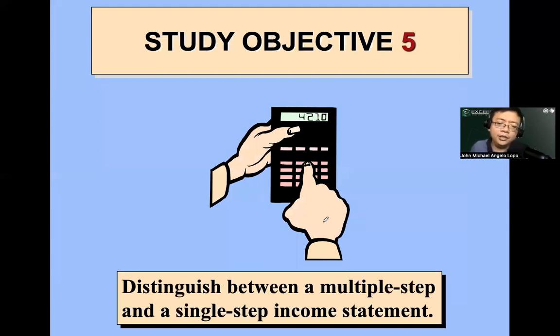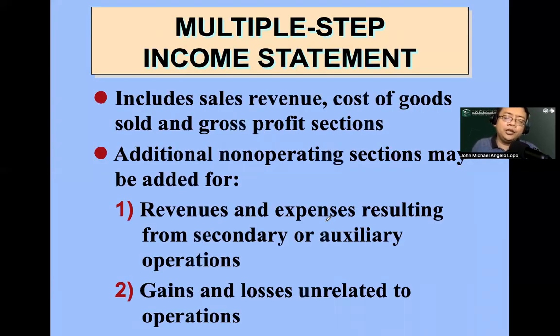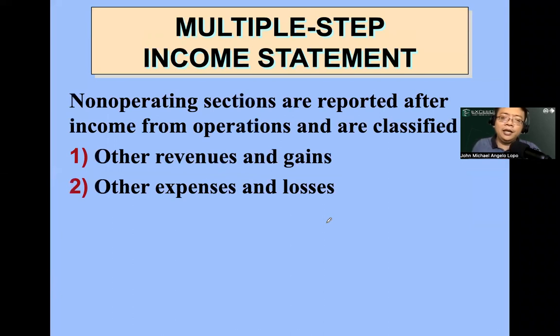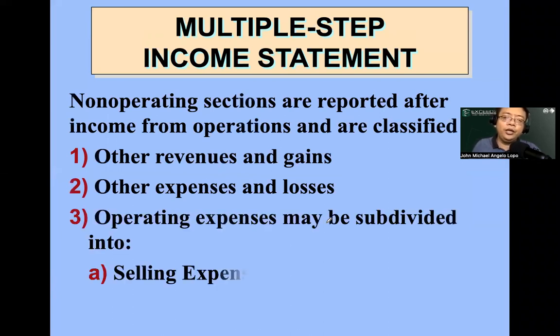Next one. No? Distinguish between the multi-step income statement and a single-step income statement. So multi-step includes sales revenue, cost of sales, and gross profit margin. Additional non-operating sections may be added for revenues and expenses resulting from secondary and auxiliary activities or gains and losses unrelated to the operations. Okay? So yan class ha. So yan yung mga additional information.